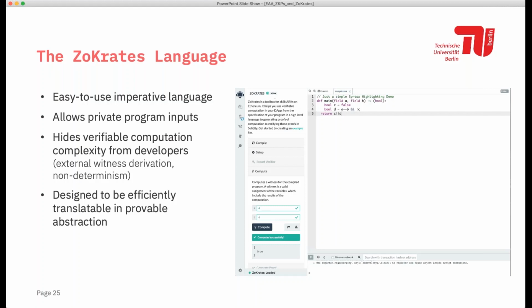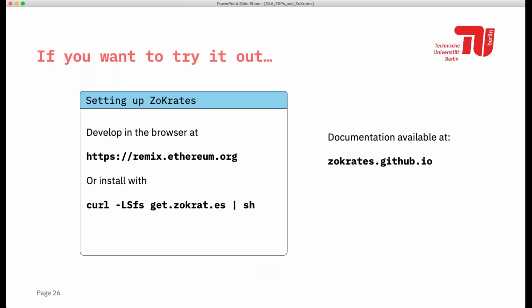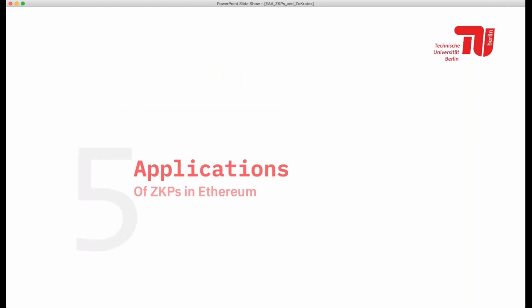And the language is designed in a way that it can be translated into efficiently provable lower level abstractions. So we can also make sure that the programs you specify in it can be proven efficiently, that everything is fast. If you want to try it out, you can try it out in Remix. Just go to remix.ethereum.org. There's a ZoKrates plugin you can play around with, or you can just install it locally, and documentation is also linked here.